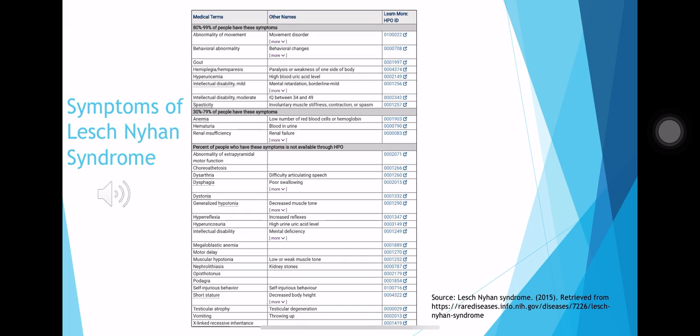Very common symptoms you will see with Lesch-Nyhan that are in almost 99% of cases is gout. You'll also see hyperuricemia, which is high blood uric acid levels. You'll also see intellectual disabilities present. Other things are blood in the urine, which is not as common but still common. You'll also see difficulty articulating speech, decreased muscle tone, throwing up. There are a number of symptoms that arise with Lesch-Nyhan syndrome, which we will discuss further in the treatment portion of this presentation.